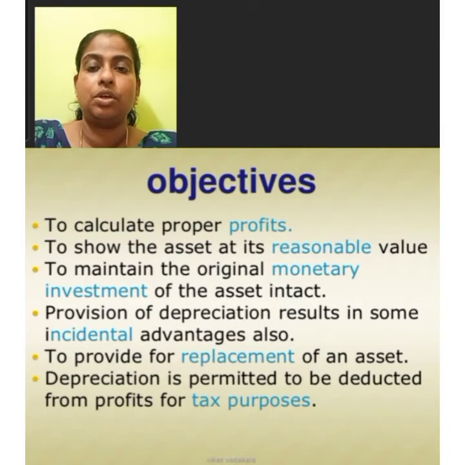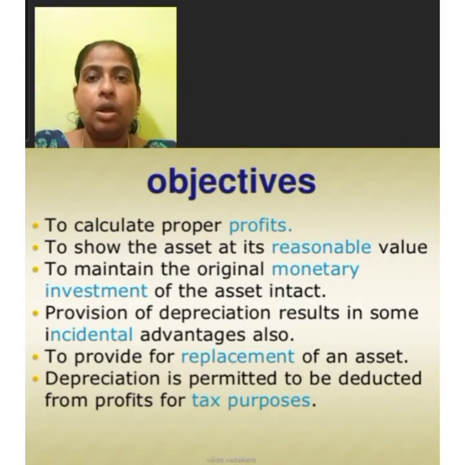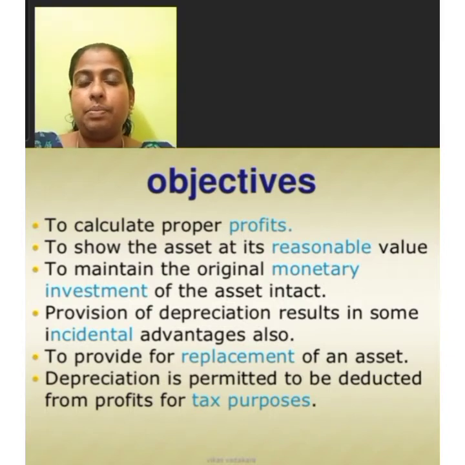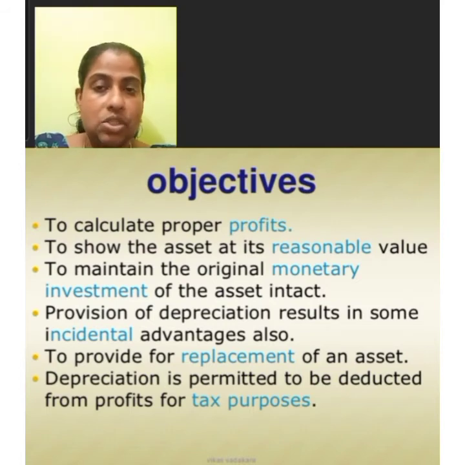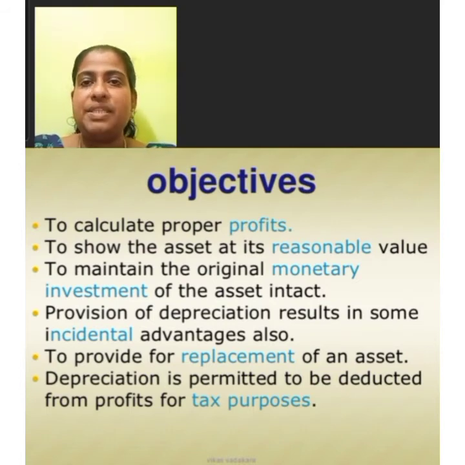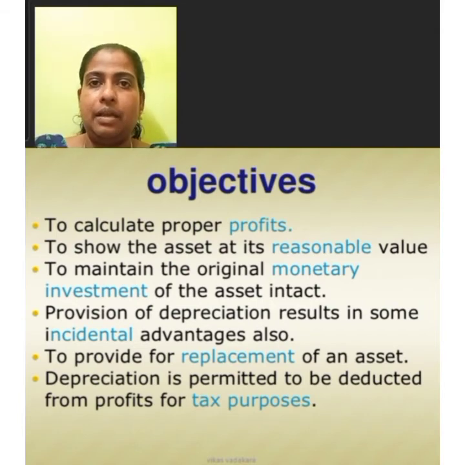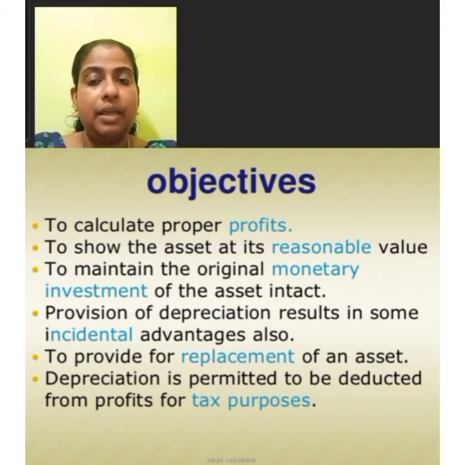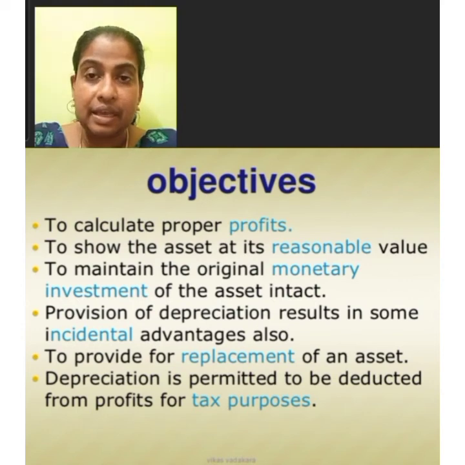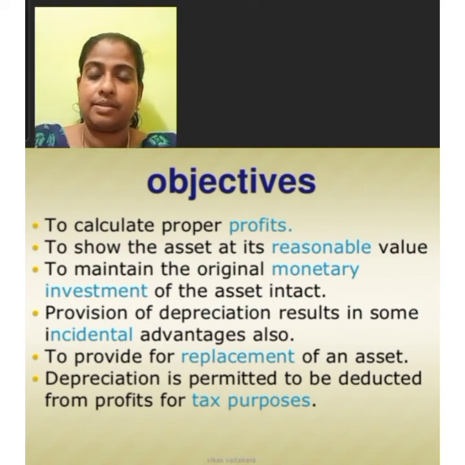Next important objective of charging depreciation is distribution of dividend out of the profits only. Depreciation is charged to the profit and loss account so that the profit after charging depreciation will be lesser. Shareholders will get the dividend out of the profits. If the depreciation is not charged, the profit will be more and the excess dividend will be paid out of the capital, which should have been paid out of the profit. Dividend is the return on shares.